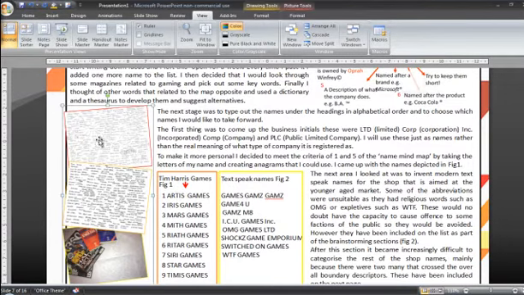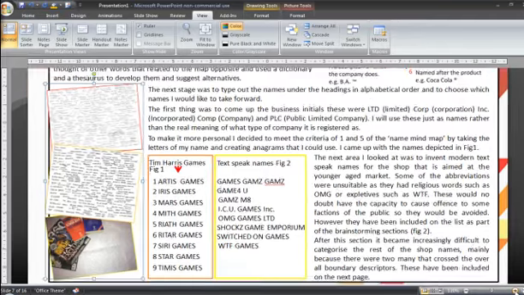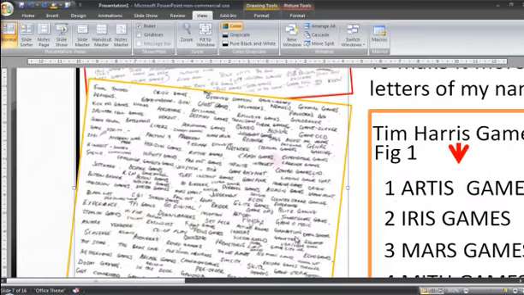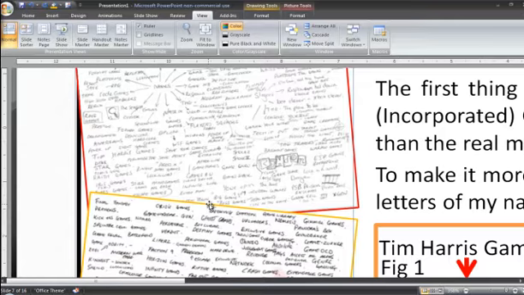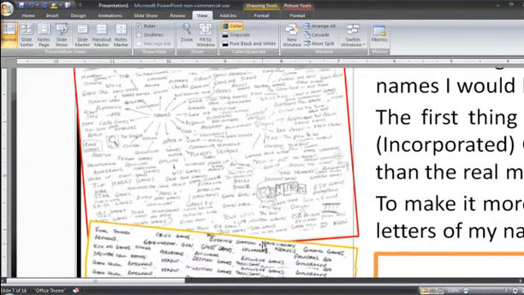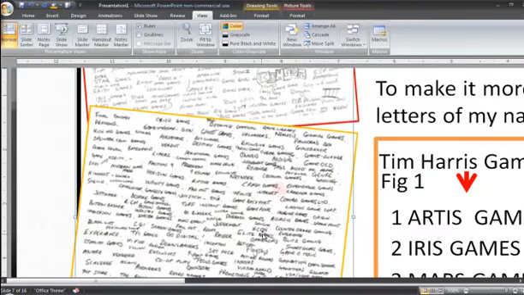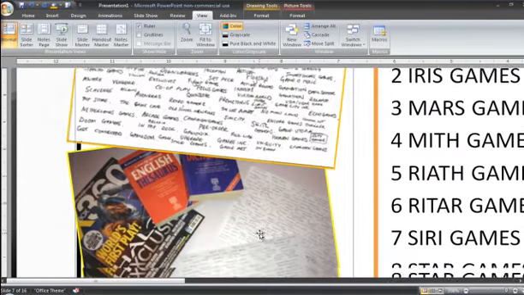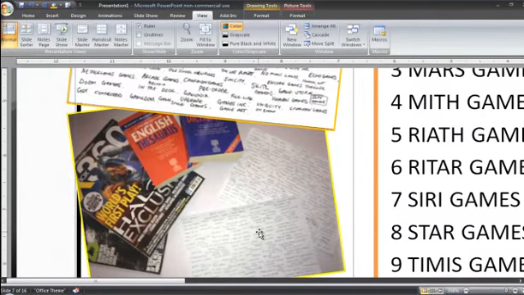I've included onto my designs there, if I can just zoom in a bit more, the actual worksheets that I've done and all the names that I've written down, and that's just as evidence to show that I've actually gone through this process. It's something I've done. And also there it is with the pictures and the books and reference materials that I've used.